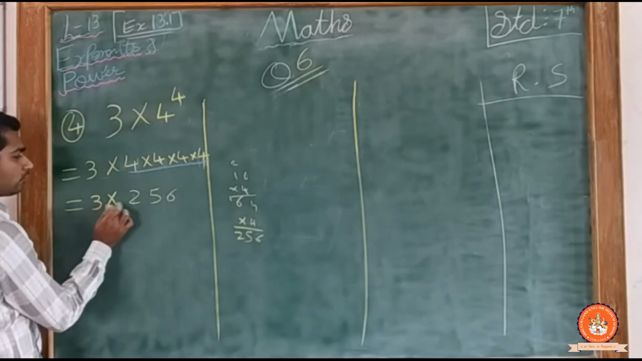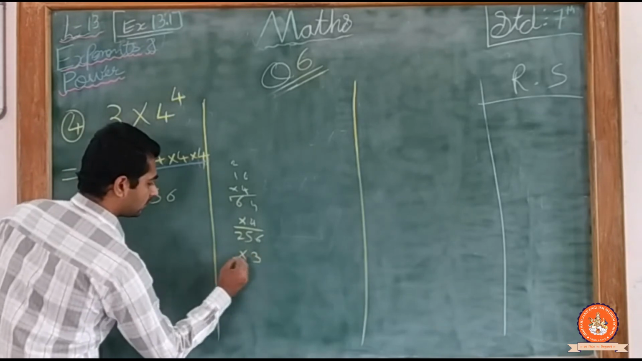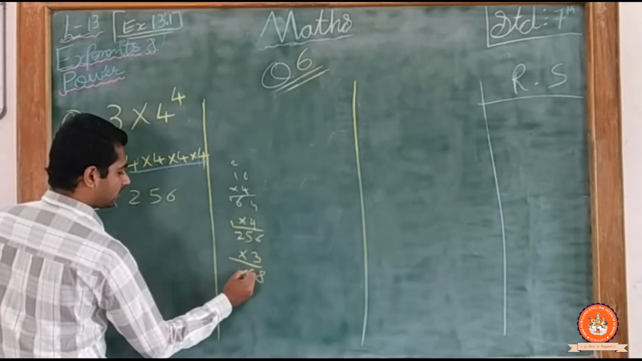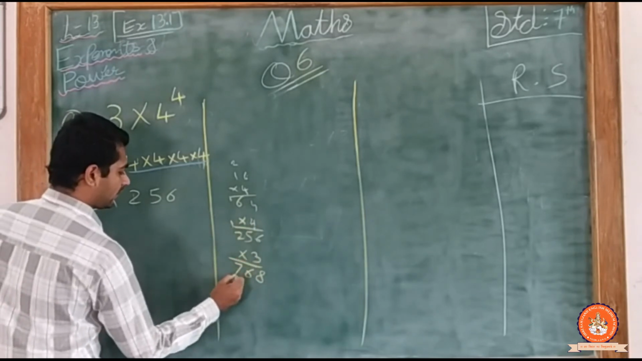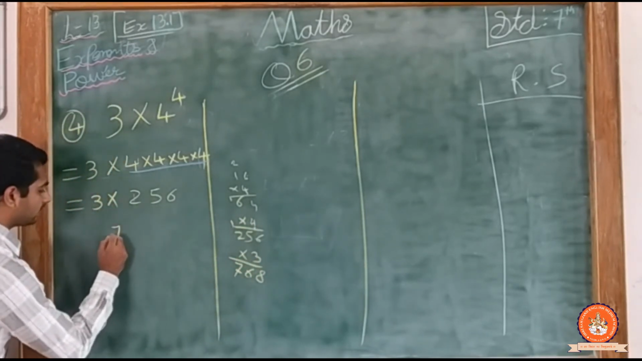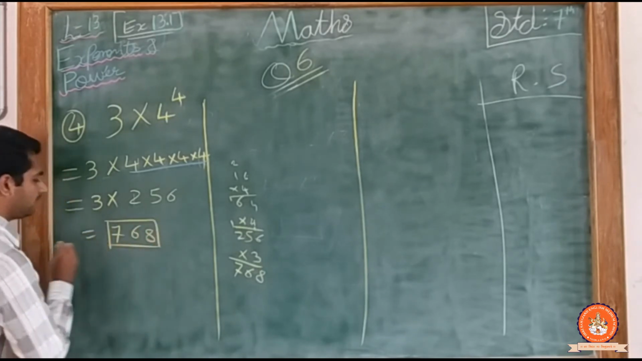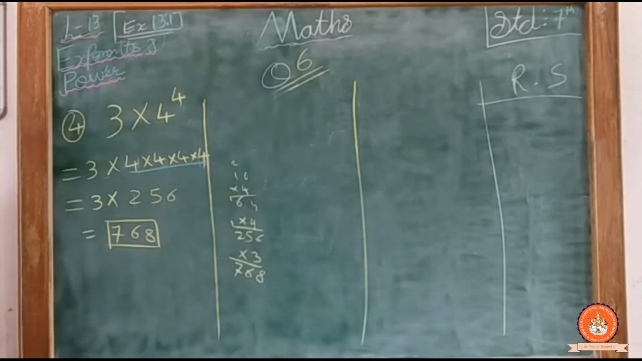Now 3 into 256, this means 6 3s are 18, 5 3 15 and 16. 3 6 plus 1 7. That means 768 is my answer for this simplification. Correct? Got it?